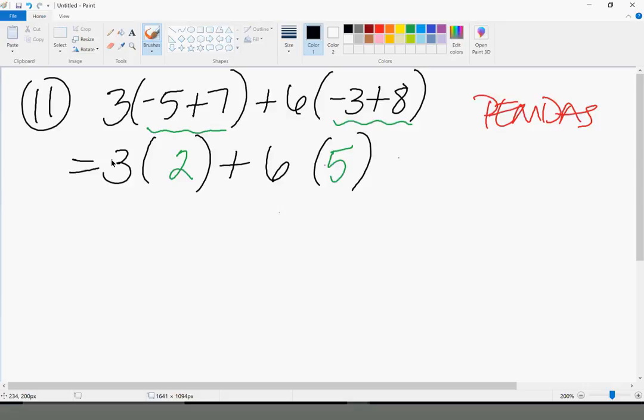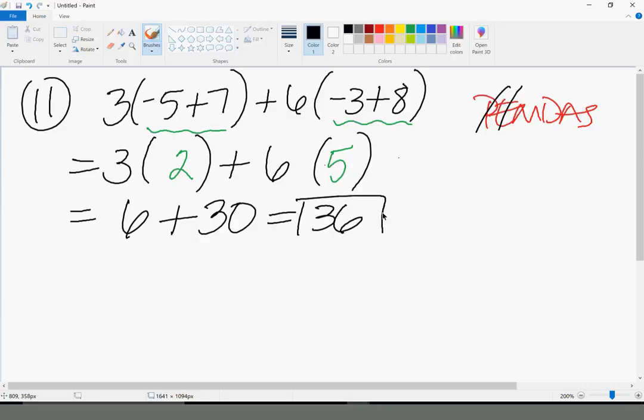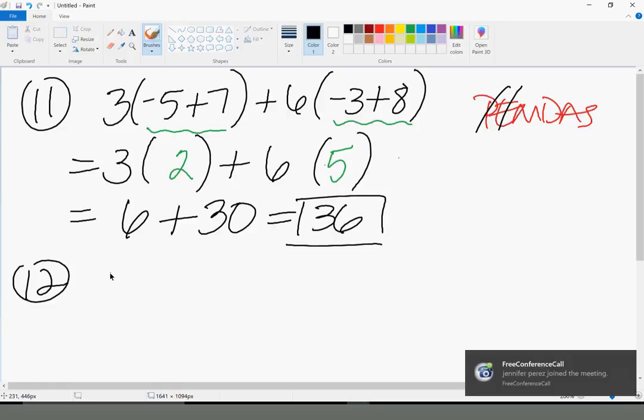So now going from left to right, we check for any exponents, which we don't have. Now we check for any multiplication or division. We have multiplication here, so we're going to take care of that next. So we have 3 times 2, which is 6, plus 6 times 5, which is 30. And then now we just want to add up 6 plus 30, which is 36. So 36 is going to be your final answer.